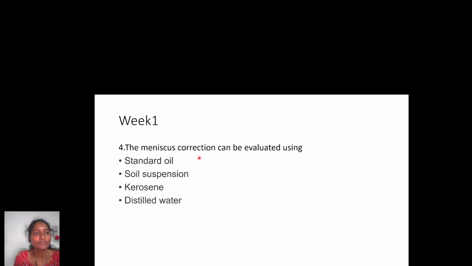And if you take the next question, the meniscus correction can be evaluated using. So in the hydrometer, we would be doing the meniscus corrections using distilled water. Because when you take just the distilled water, the meniscus would have a difference from when you have mixed with the suspension. So the difference between the meniscus value for distilled water to the suspension is what we use usually. So that is distilled water.